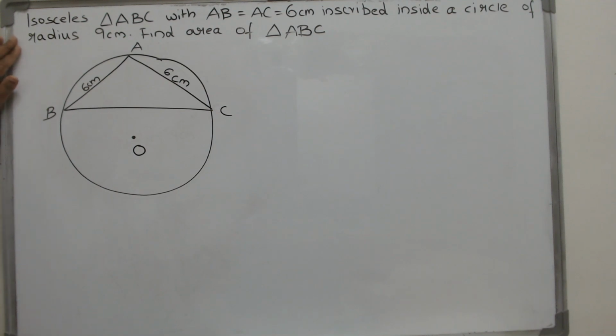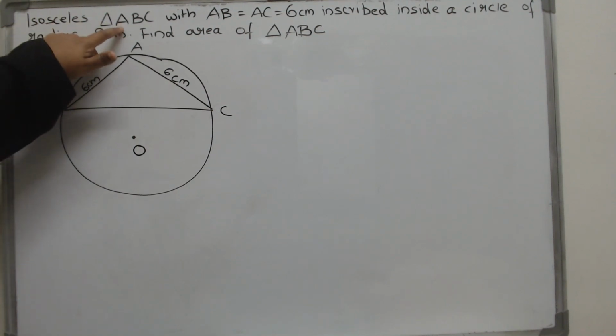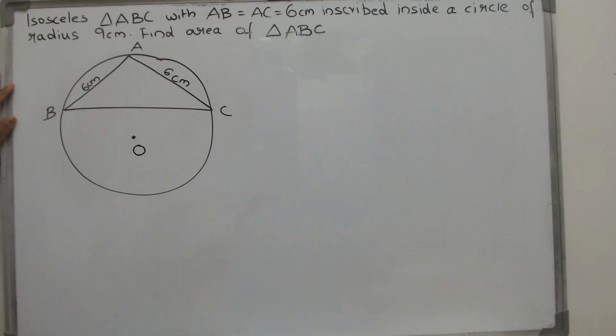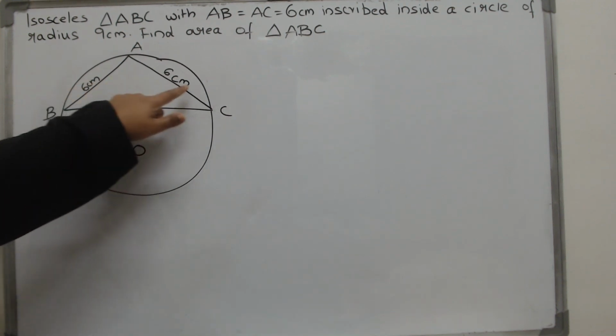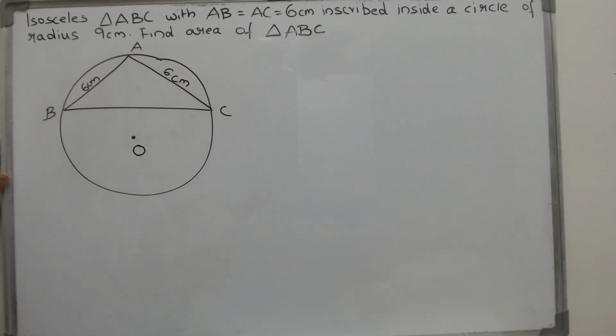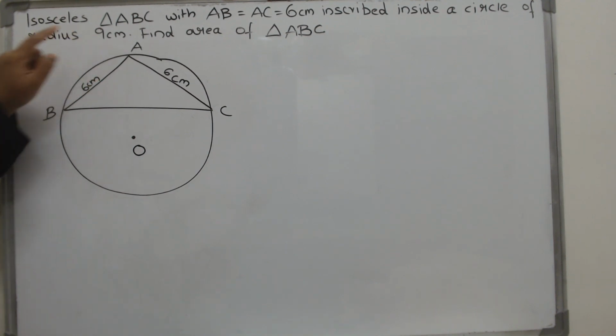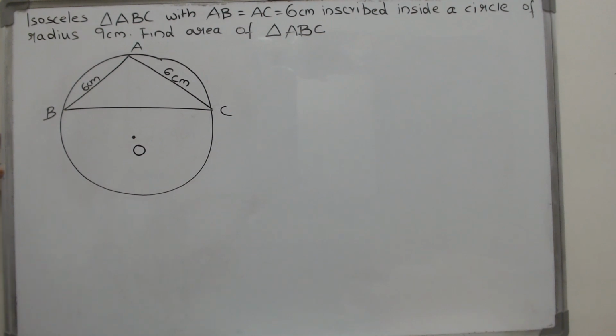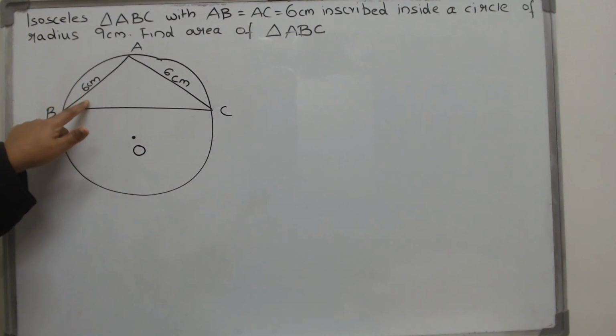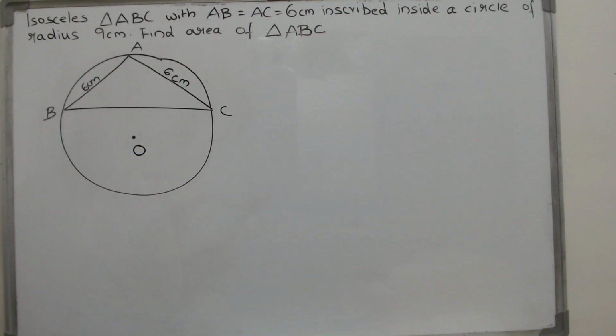Here we have an isosceles triangle ABC with two equal sides of the measure 6 centimeters inscribed inside a circle of radius 9 centimeters. What we need to find is the area of this given triangle. Now, as you know, an isosceles triangle comes with a bucket load of properties.